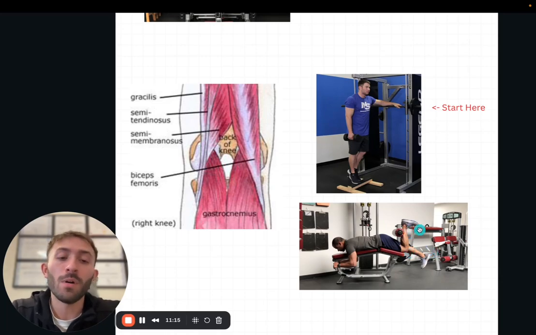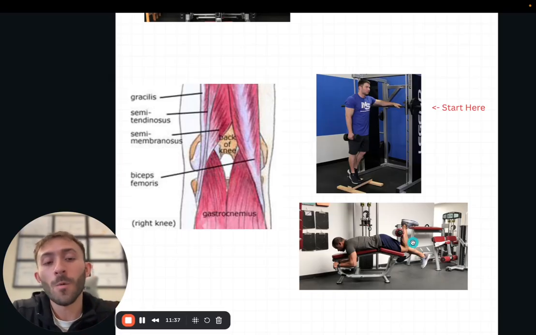But what you're going to want to do is do what's called a 2 up, 1 down movement. Basically, you're going to go 2 legs up, and then you're going to lower with 1 leg on the way down. It's been shown that you're much stronger lowering the weight than you are on the upward phase of increasing the weight.